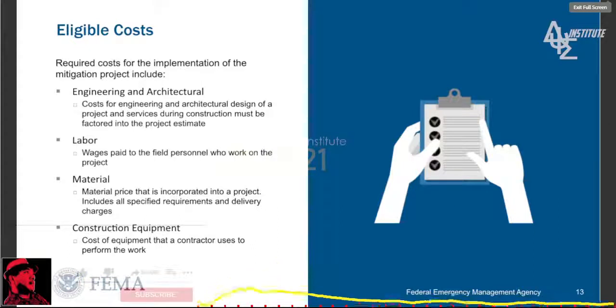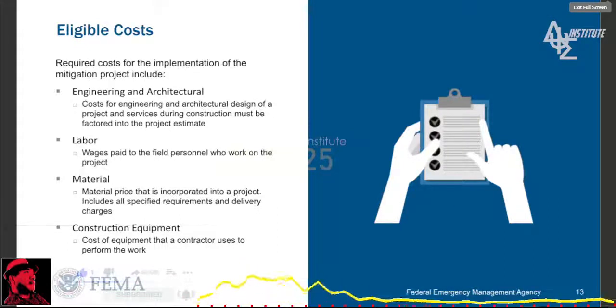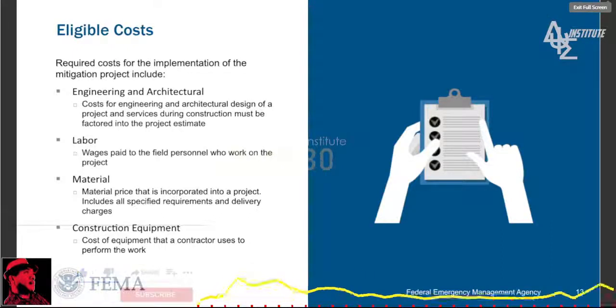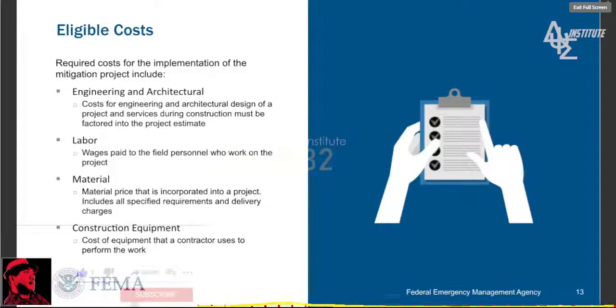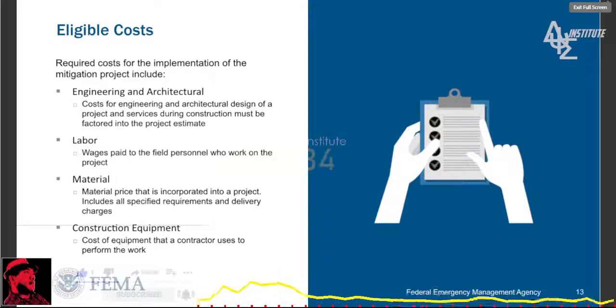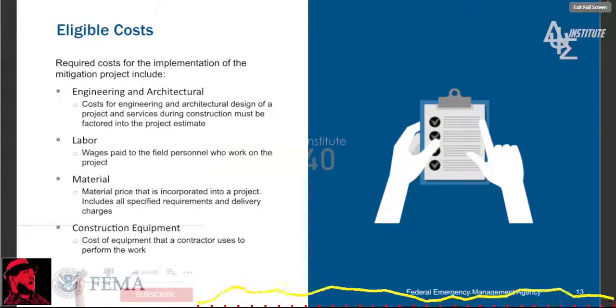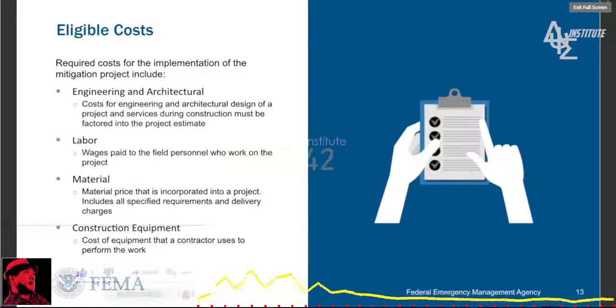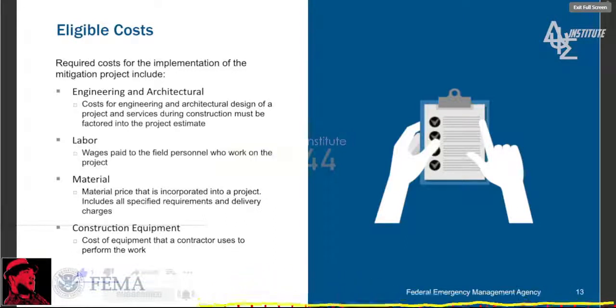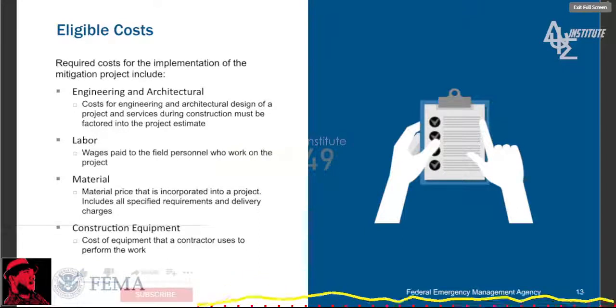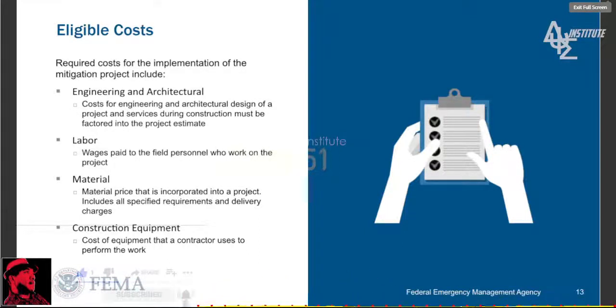Now I'll go over eligible costs. When cost estimates are being reviewed, the first thing that will be evaluated is the eligibility of all cost line items. In general, any cost that's required for the implementation of the mitigation project is considered eligible. In this statement, I'm stating that the main eligibility factor is the requirement for the implementation. It has to be demonstrated that this item is required.